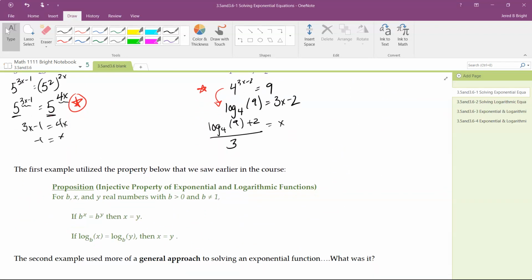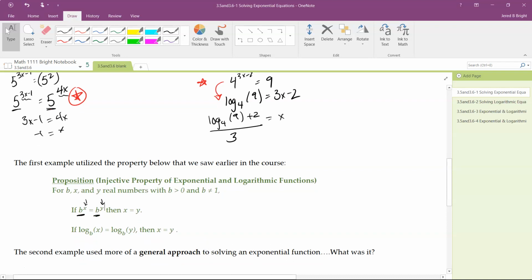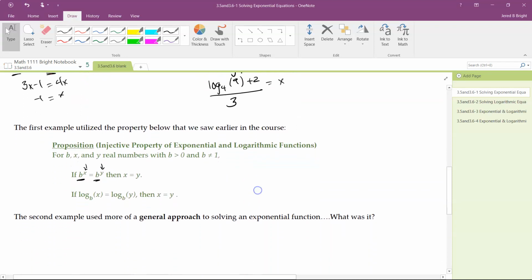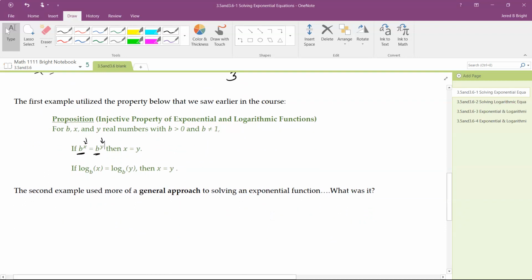As I mentioned, the first one used this injective property, where if we have the same bases, we just set the exponents equal. And so we focus on this way. In the next video, we'll see the other representation of the injective function. The second method, we've kind of seen before, but it maybe didn't appear in exactly that form, but it used what we might think of as more of a general approach.